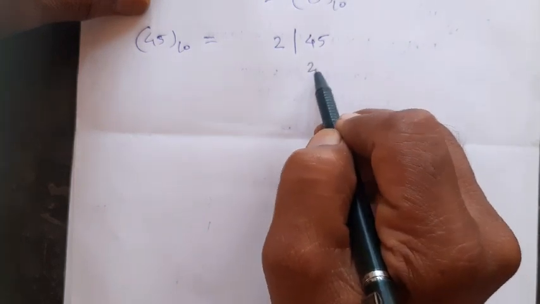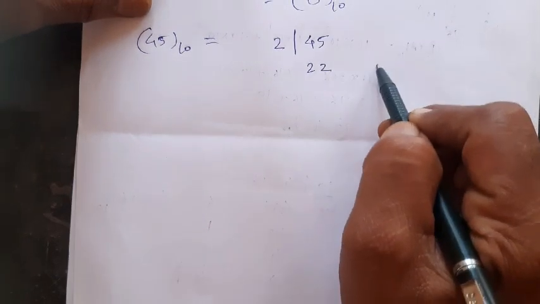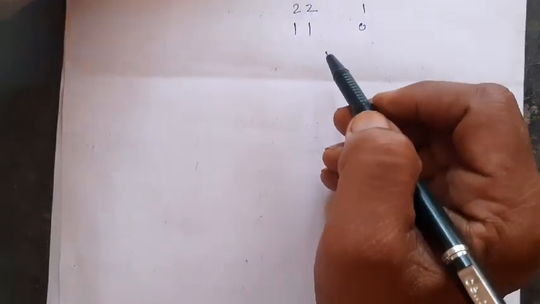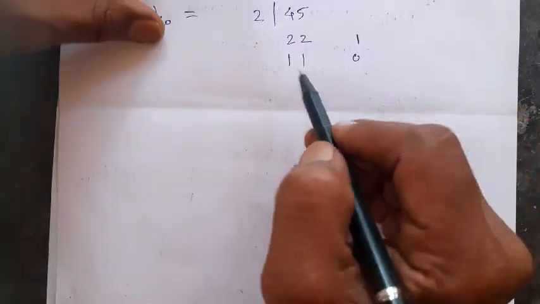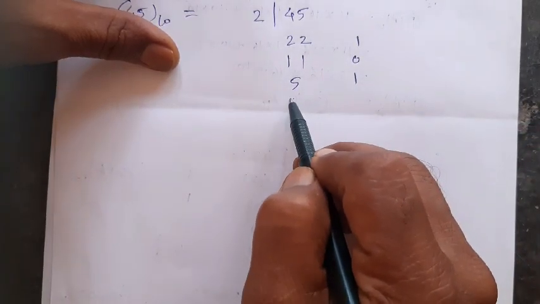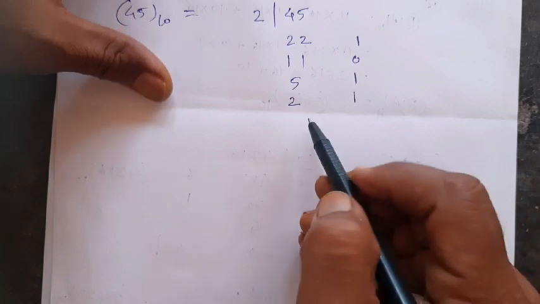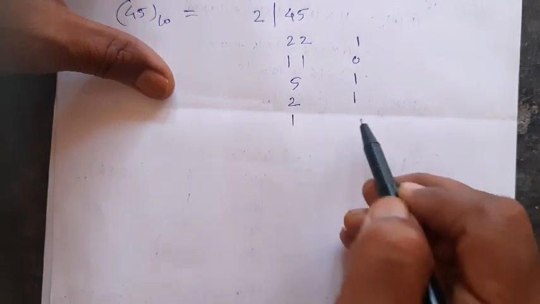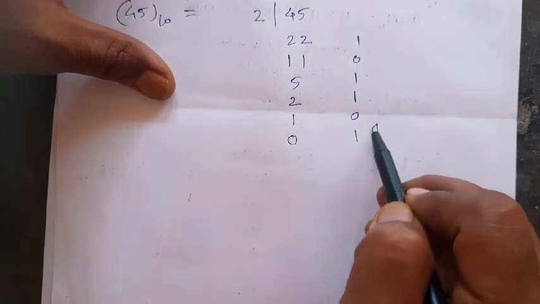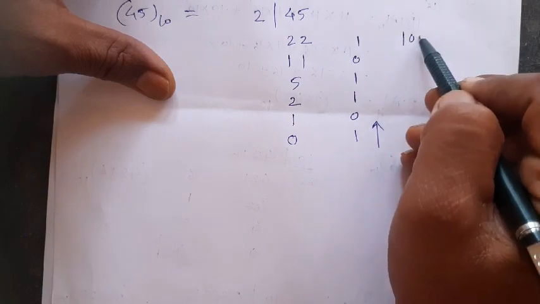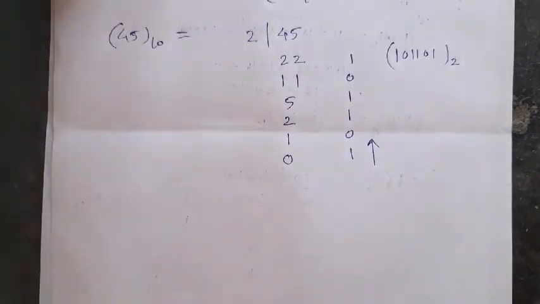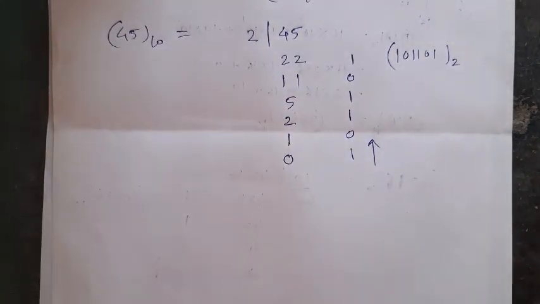Then I can say that it is 2 and it is 22 with a remainder of 1. Then again divided by 2, then it will be 11 with a remainder of 0. Again if I divide 11 by 2, then it will be 5 with a remainder of 1. Again if I divide it by 2, then it will be 2 with a remainder of 1. Again if I divide it by 2, then it will be 1 with a remainder of 0. And again if I divide 1 by 2, then it will be 0 with a remainder of 1. And if I mention in reverse order, it will be 1 0 1 1 0 1, and that is in binary. Therefore these are matching, and then we are satisfied.